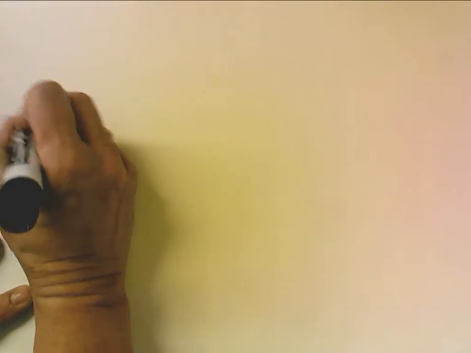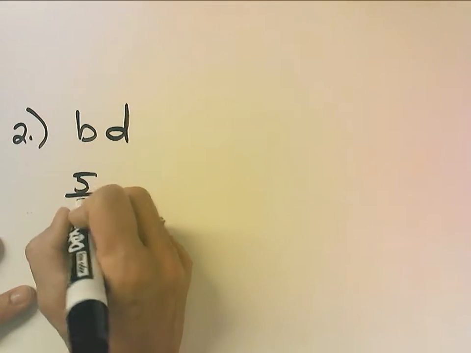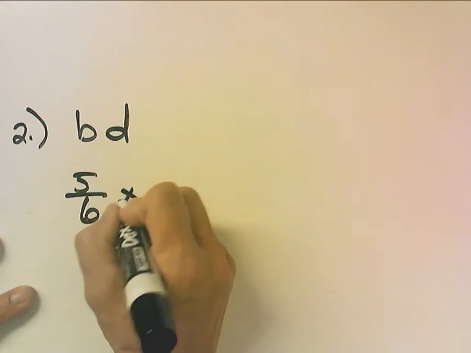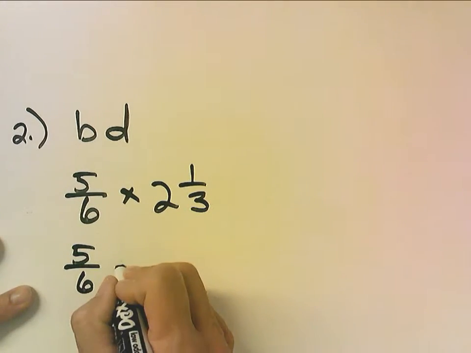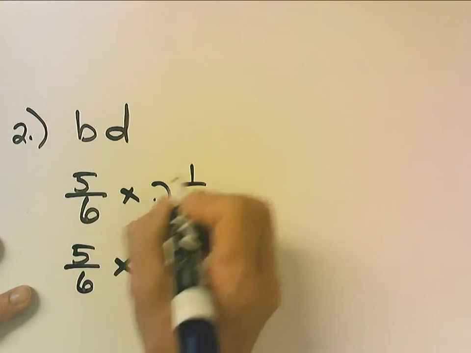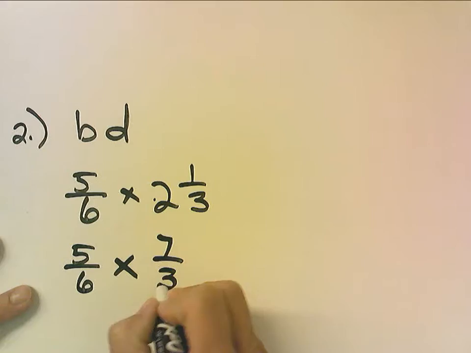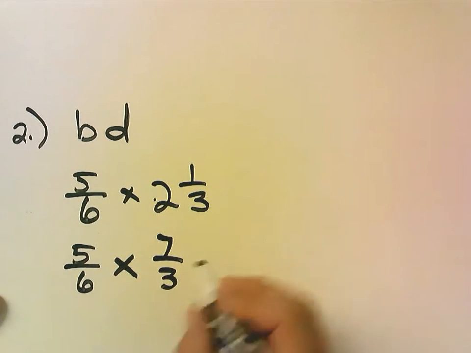Now, number 2 is B times D. Well, B is 5/6. D is 2 1/3. I know I can't multiply with mixed numbers. I have to change it to an improper fraction. 3 times 2 is 6, plus 1 is 7/3. And unfortunately here, there's nothing I can do to cross simplify.